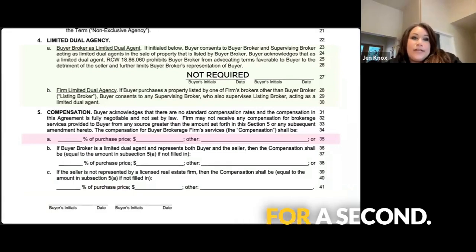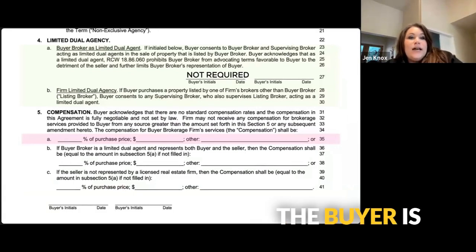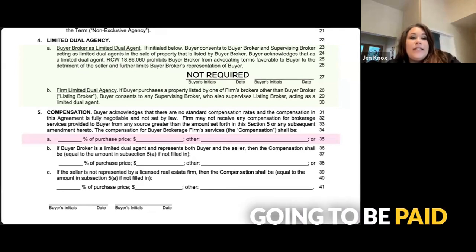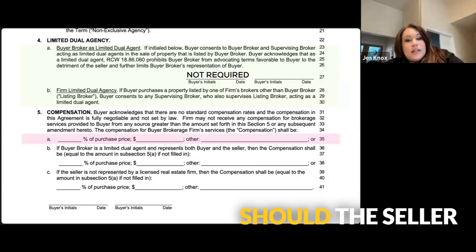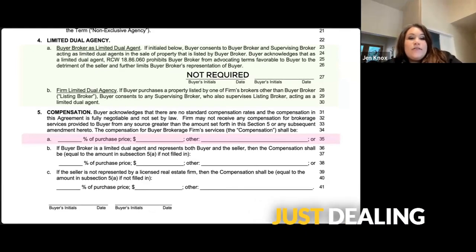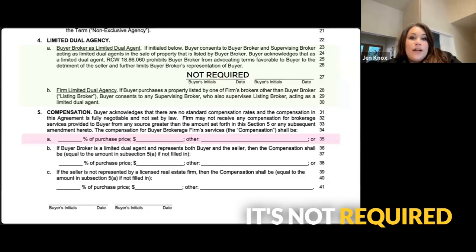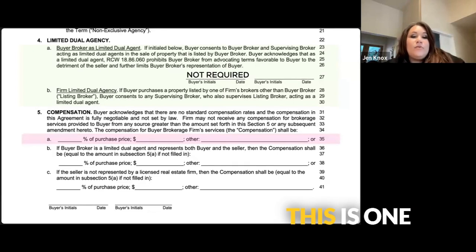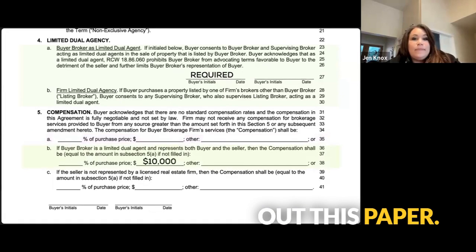Now let's talk about the buyer for a second. The buyer is going to fill out your buyer agency agreement. In the first line of compensation options, it just has the amount that's going to be paid by that buyer should the seller not be offering any if you find them a home. If you're just dealing with the buyer, it's not required that you have the dual agency signed. Paragraph 5A is going to be what we've kind of normally done. This is one of our more routine places to fill out this paper.